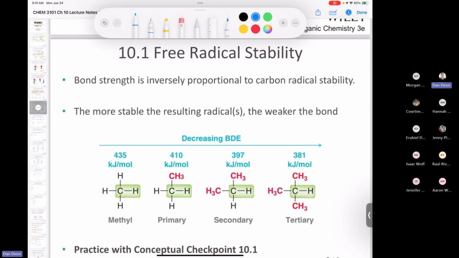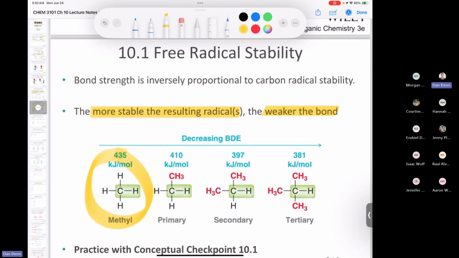Now, if we put a number to it, okay, if we try to do some kind of quantitative analysis of radical stability, it says here that bond strength is inversely proportional to carbon radical stability. So what that means is that more stable radical means it's going to have a weaker bond. If we take this compound here, this is called isobutane. You can see the bond dissociation energy here for this carbon-hydrogen bond is 381 kilojoules per mole. And if you compare that to the bond dissociation energy of methane, you can see that methane has a much stronger carbon-hydrogen bond.